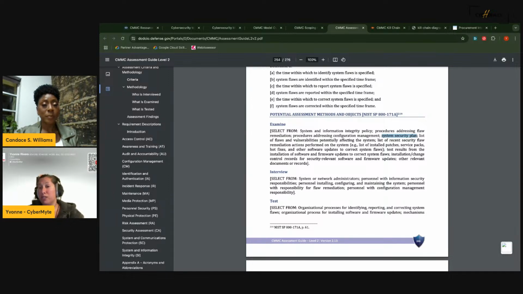Some people address it in their configuration management plan. I've actually seen that before, where that's how they address their patch management, since it has to do with changes. So it might be referred to our change management plan for our flaw remediation. Basically, these are the things they're going to look at. They're going to physically say, give me a copy of these things, and let us read it.